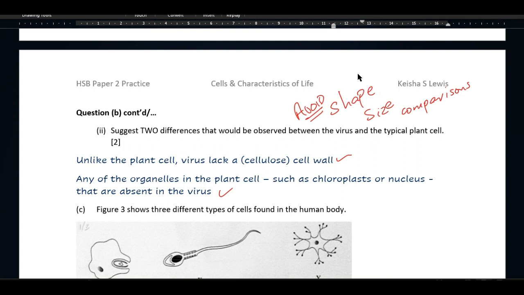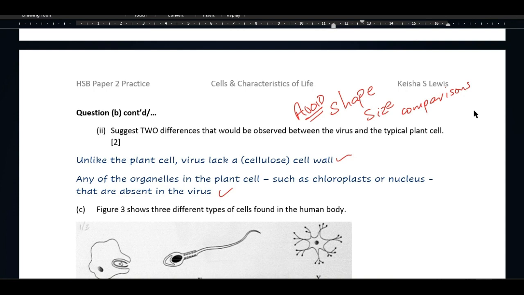So avoid shape, all right? If you want to talk about the overall arrangement of the organism, fine. But don't say, well, this one is round and that one is rectangular. No, try to avoid that. Okay. Size comparisons, again, because you're not being given scale, etc. You really want to avoid size comparisons.